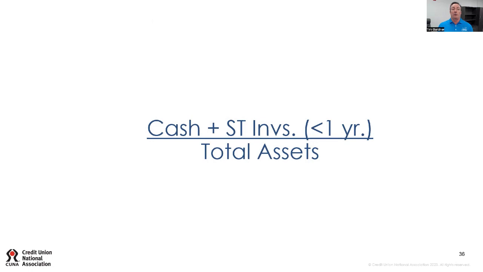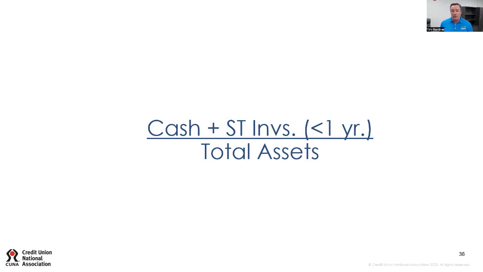Then there's also what we refer to as the liquidity ratio. The liquidity ratio is cash plus short-term investments divided by total assets. Because it says total assets in the denominator, that tells us that it's what? A balance sheet based ratio or an income statement based ratio? Yeah, it's a balance sheet based ratio because it just says total assets instead of average assets.